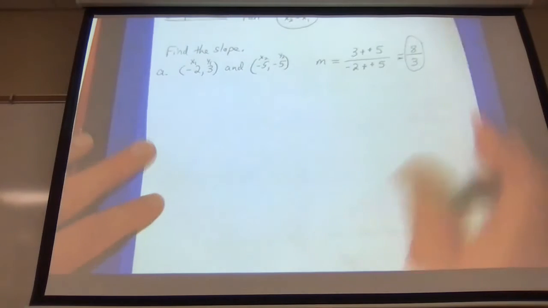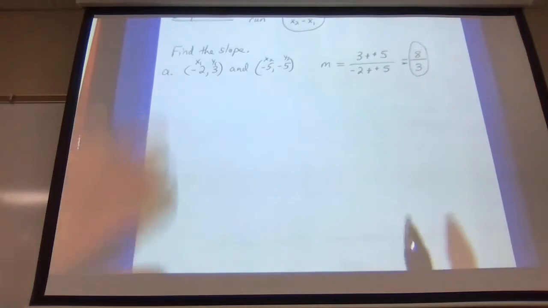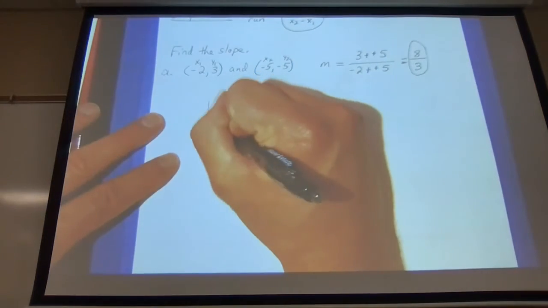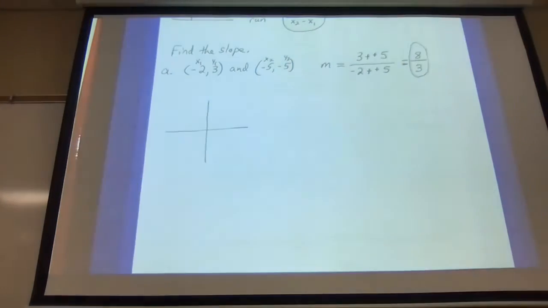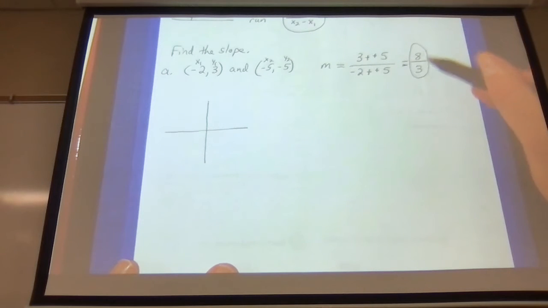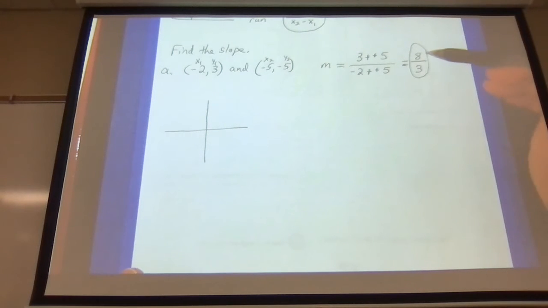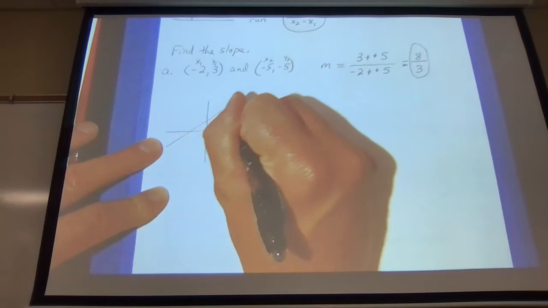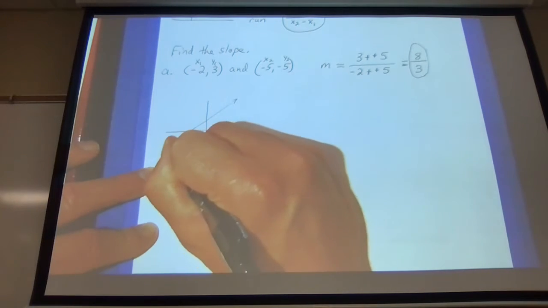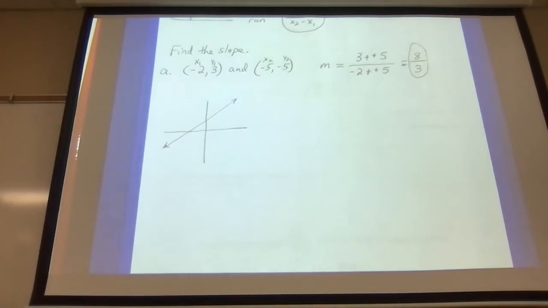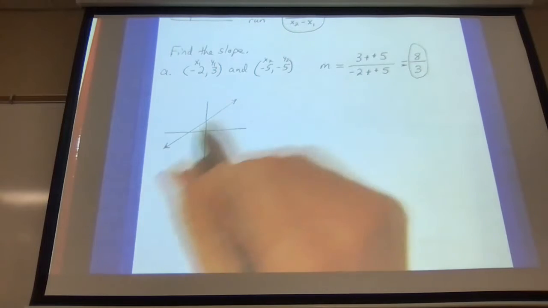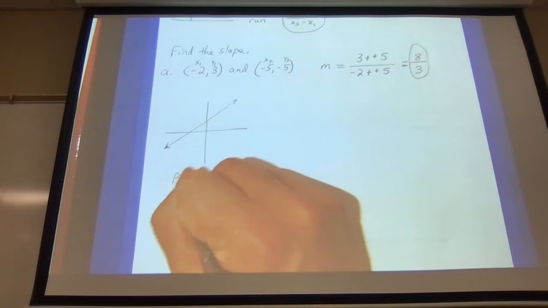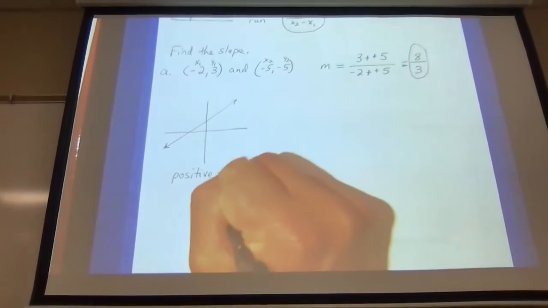Okay, now speaking of slope, if they give you a graph of the slope, there are some things that will happen. So let's write these small. Here's your XY coordinate plane. When we have a slope of 8/3, that means you're going to go up 8 and then to the right 3. When you do that, it's going to give you a line that goes up and to the right. So if you see a line that's moving up and to the right, that's going to be a positive slope.